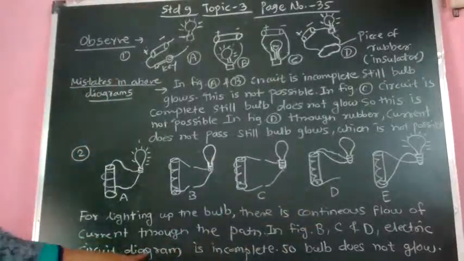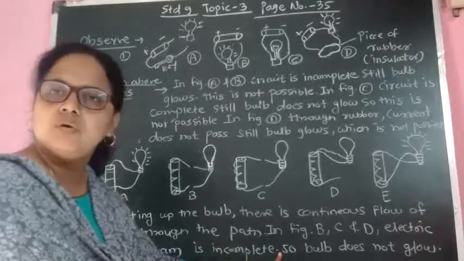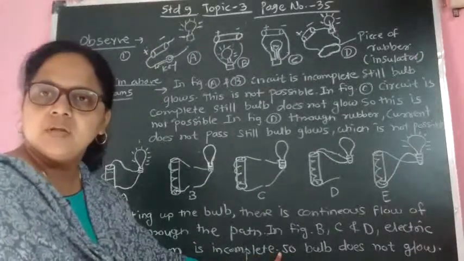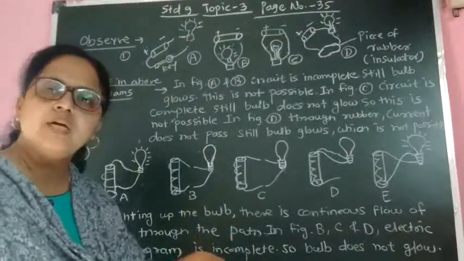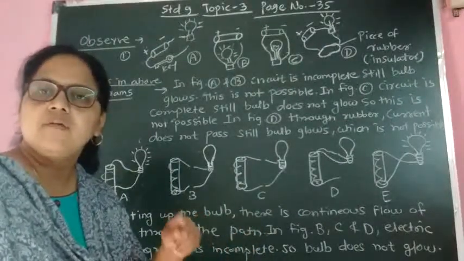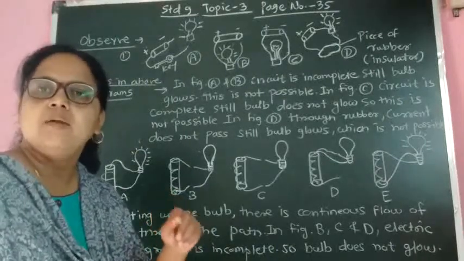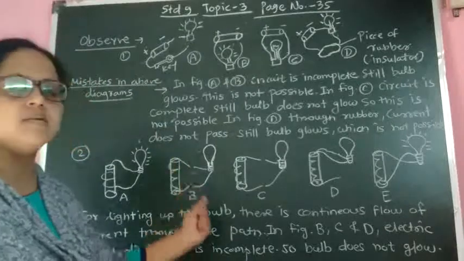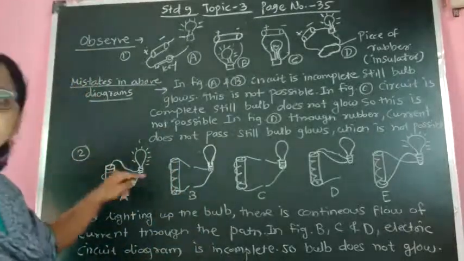So the electric circuit is incomplete, so the bulb does not glow. That is, for lighting the bulb, the circuit should be complete. The conducting wire should be attached to the two terminals of the battery so that the bulb glows. So these are the reasons for the two questions asked in Observe.